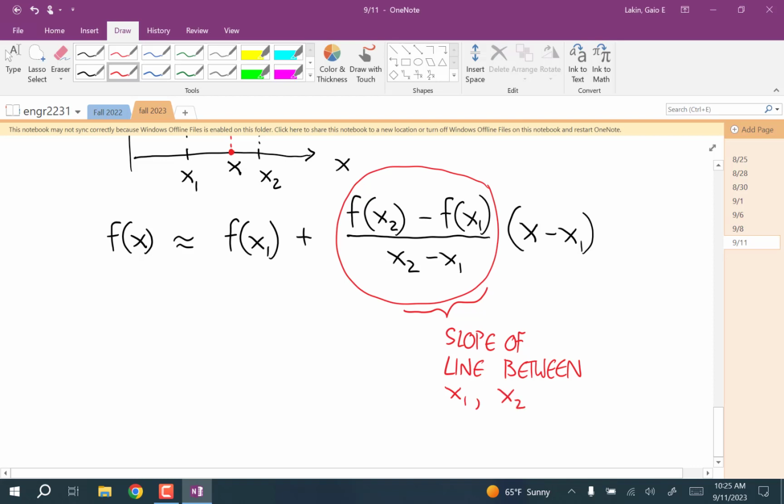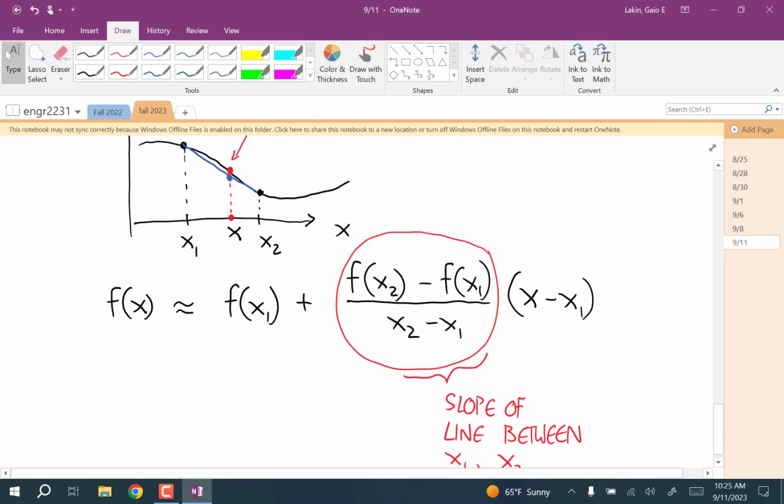Okay, and so if you follow this equation, our approximate value, the blue value, is f of x1, so this, plus the slope of the blue line times the distance here. So we're going to start at this point, and then we're going to follow the slope of the line to the x value we want. That's the idea of linear interpolation. Is that sort of like a weighted average? Yes, exactly.